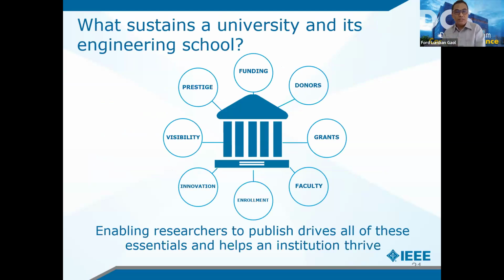If you look carefully here, especially at sustaining the university and its engineering school, as we call it, funding, donors, grants, faculty, enrollment, and so on. The most important is that we want to publish, because all of these are essential and help the institution thrive. I want to share with you, especially from my department. For instance, one of the top issues in our KPI, key performance indicator, in our department is about funding. How do you get grants?